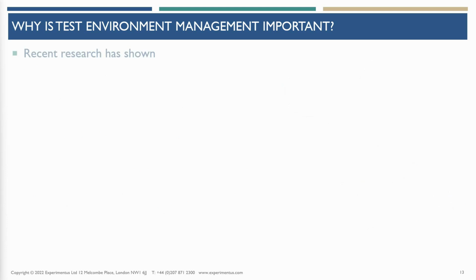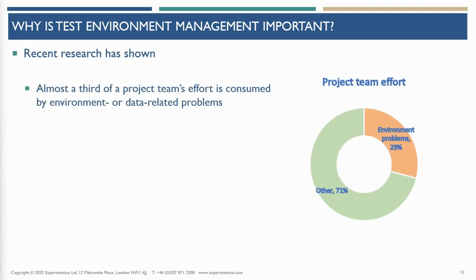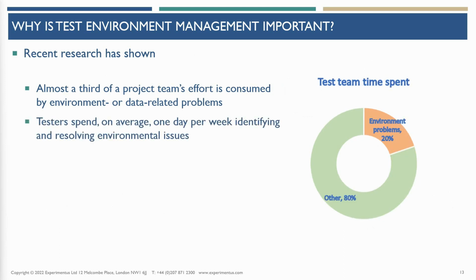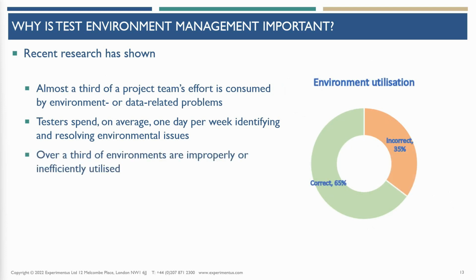Recent research has shown that almost a third of the effort of a project team is consumed by environment or data-related problems. Testers spend, on average, 1 day per week identifying and resolving environmental issues. That's effectively a 20% reduction in test resource availability. And over a third of environments are not properly or efficiently utilized, and the costs associated with non-productive environments can be very high and are not green.